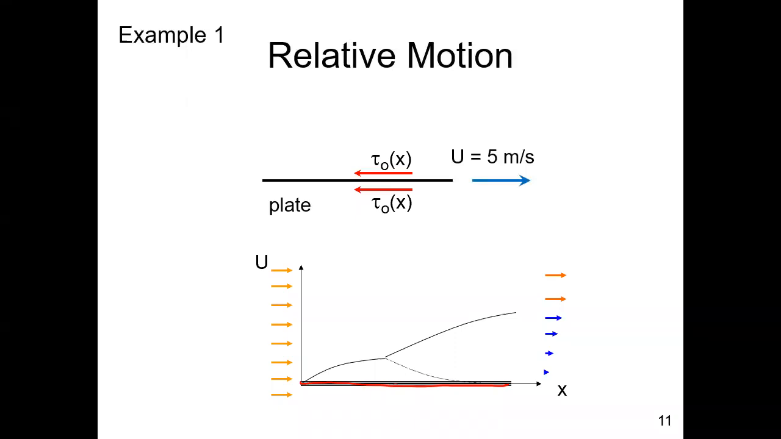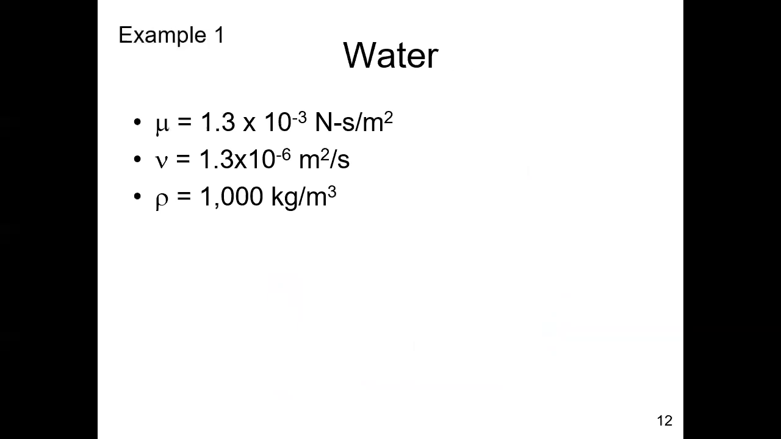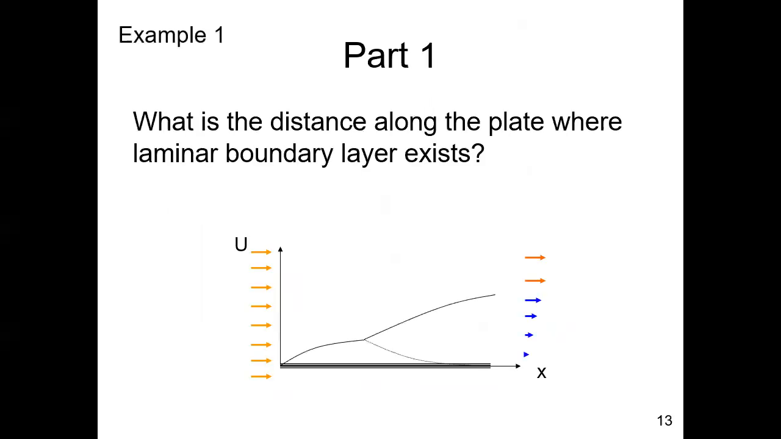And for water, again, these are our properties of water. And we did the last problem last class with water, so we're just kind of continuing in the same vein. And in the handout for today, again, there's 5 parts to it. I'm just going to dissect each part and get you to understand how you use page 6 of your handout with all those equations. So the first is, what's the distance along the plate where the laminar boundary layer exists?